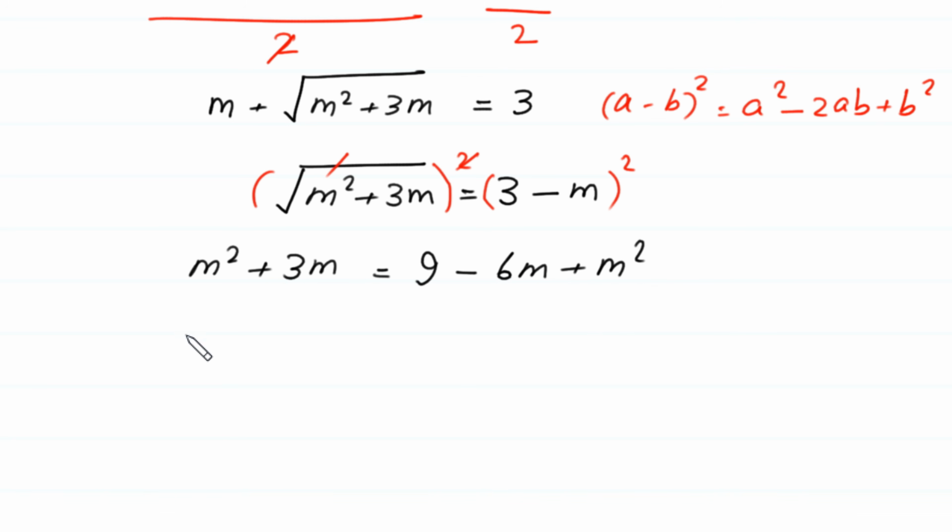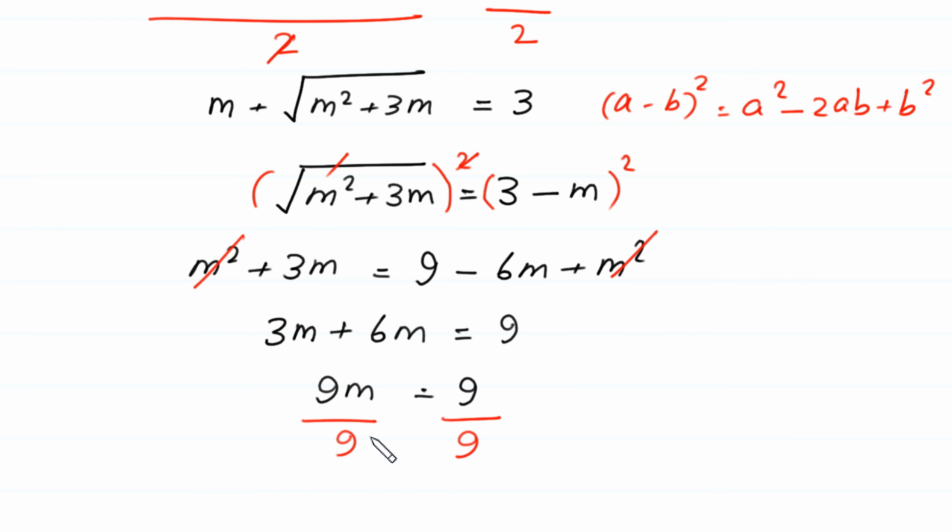And if we subtract m square from both sides, this m square will be cancelled, and here left 3m. We move this negative 6m to the left side, it becomes plus 6m is equal to 9, and 3m plus 6m, 9m is equal to 9. Divide both sides by 9. This 9 will be cancelled with this 9, and we get the value of m is equal to 9 divided by 9, 1.